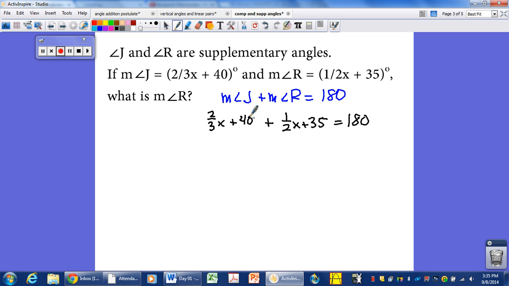So let's combine our like terms. 2/3 plus 1/2. Let's do that over here. We know we have to add fractions with a common denominator. The common denominator between 2 and 3, the smallest number that both of these divide into, is going to be 6.